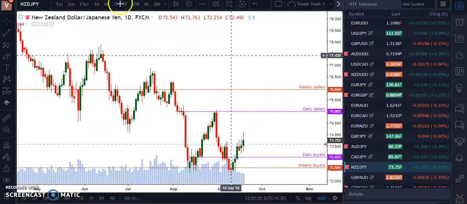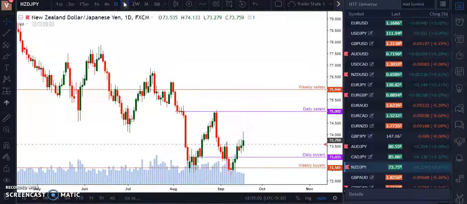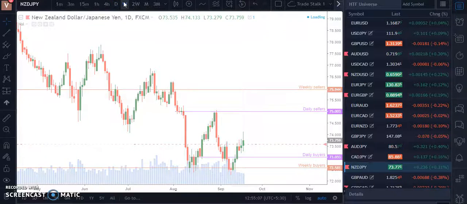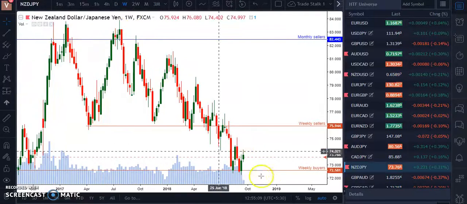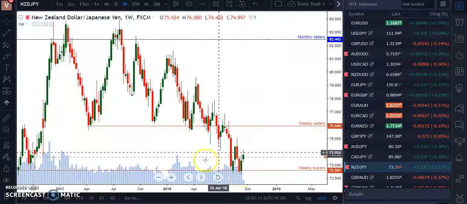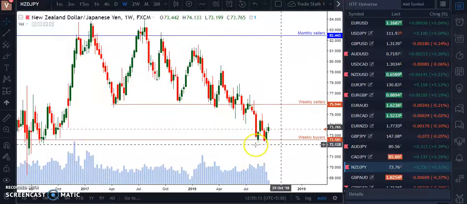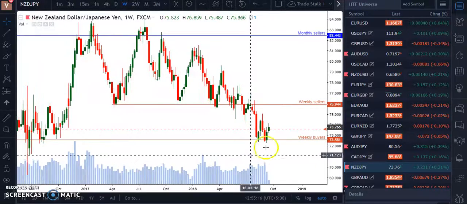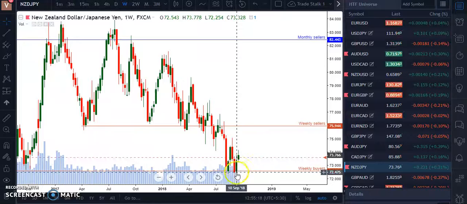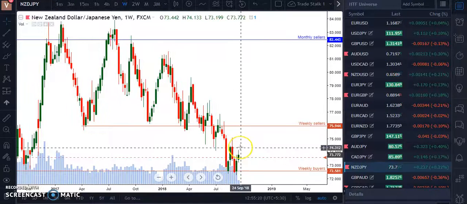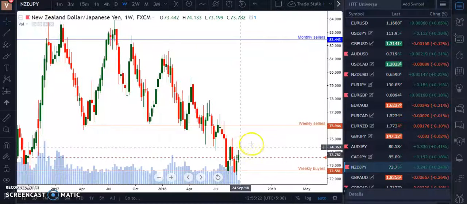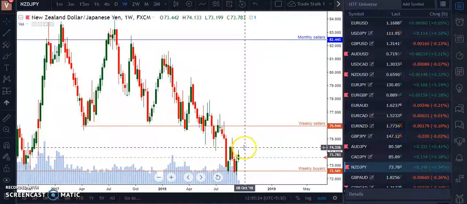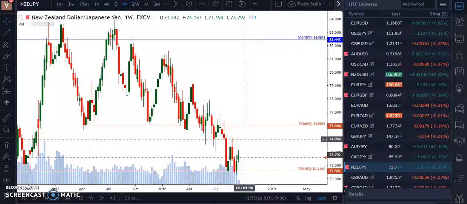So New Zealand yen, I was also very interested in, and this is because similarly to Aussie yen, I see that it started basing and it's reacting from a great buyers area over here where the weekly buyers are. Last week the move already started, but this week I anticipated that the move would continue and go up a little bit to this area or that area.